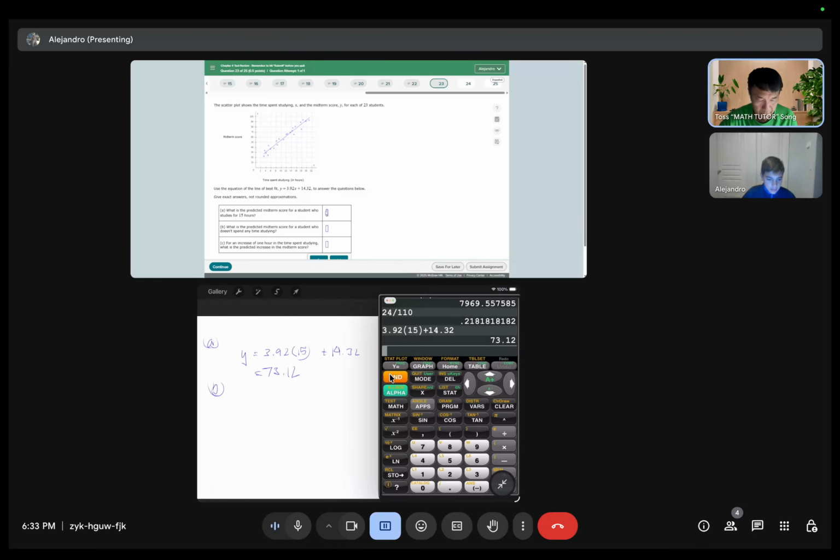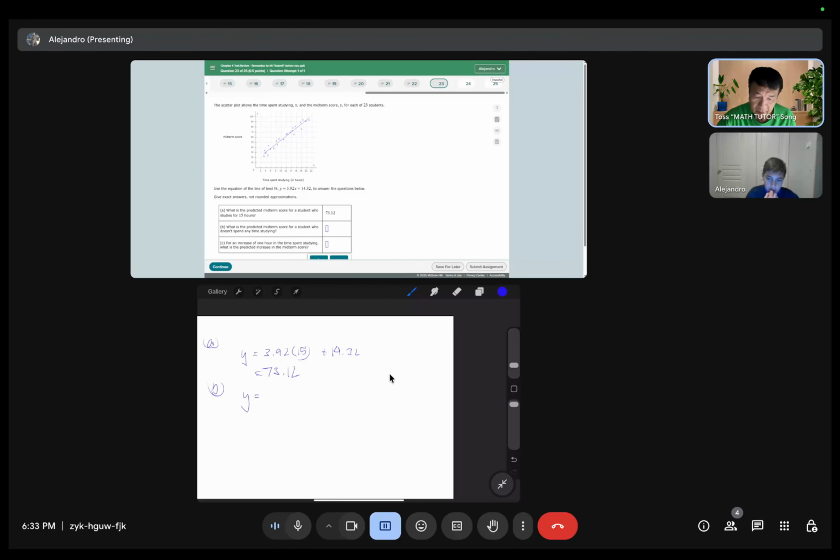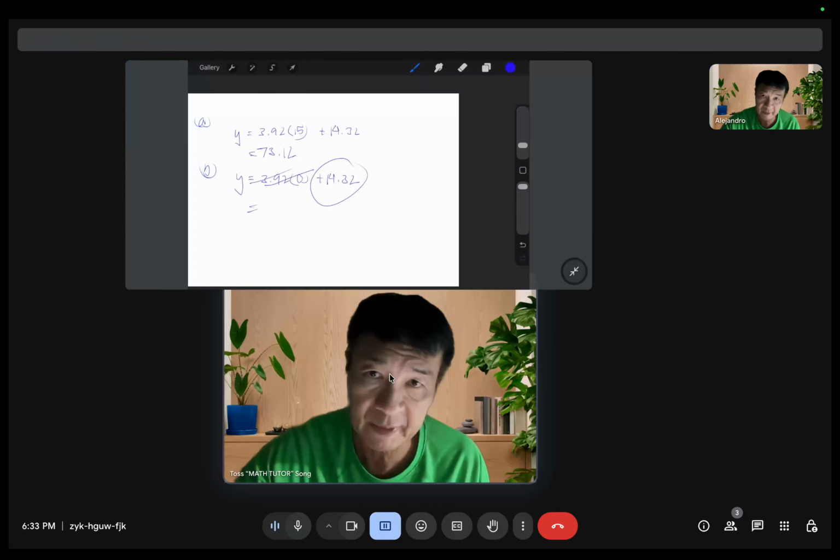And then look at B. What is the predicted midterm score for a student who doesn't spend any time studying? You can kind of look at the graph, but you want to do math on it. So it'll be 3.92. You basically don't have any experience. That means you don't have hours put in. So it's 0. It's implied. So that means your answer is just going to be 14.32, because that's 0. So the only thing left is that.